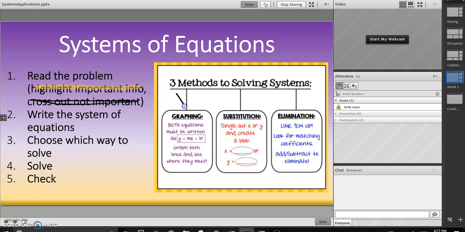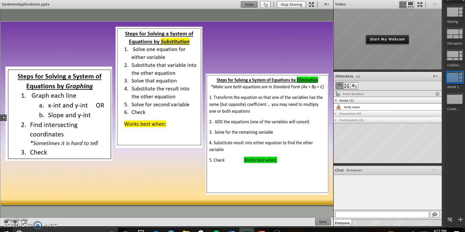Choose which way you want to solve, whether it's graphing or substitution or elimination. Solve it and then check your work. Remember the steps for graphing, for substitution, and for elimination. I will say this: graphing is best when it's in y equals mx plus b, slope-intercept form, when both of them are.